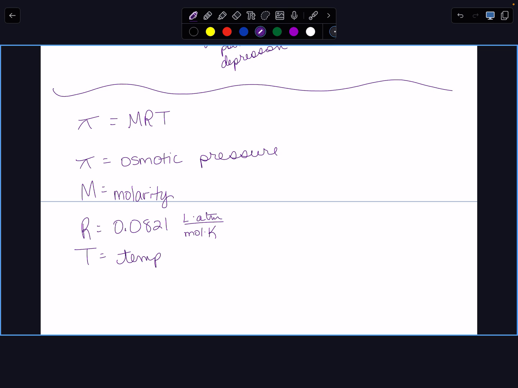What is osmotic pressure? Is that something to do with osmosis? It does. I was gonna say, the pressure at which it diffuses. Well, it's to stop diffusion. It's the pressure required to stop osmosis.